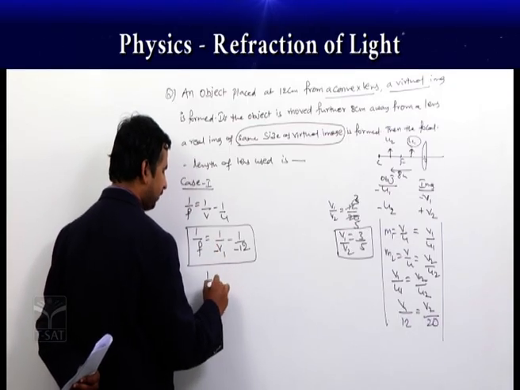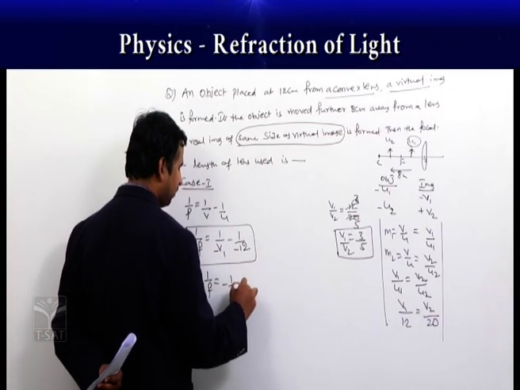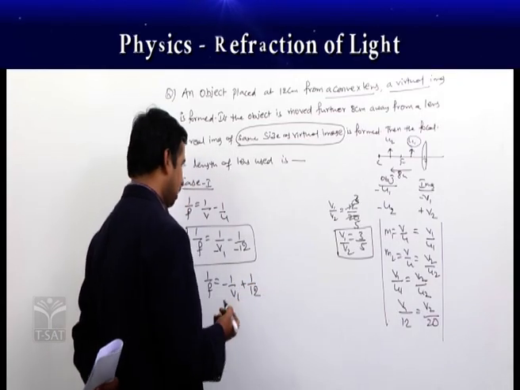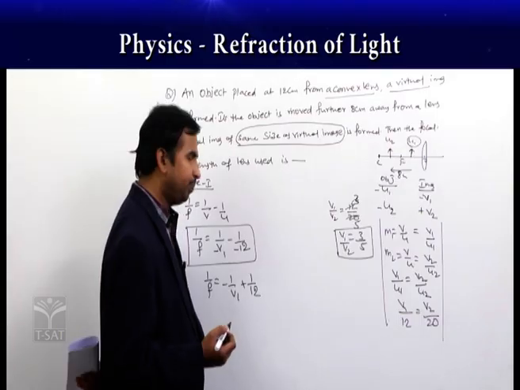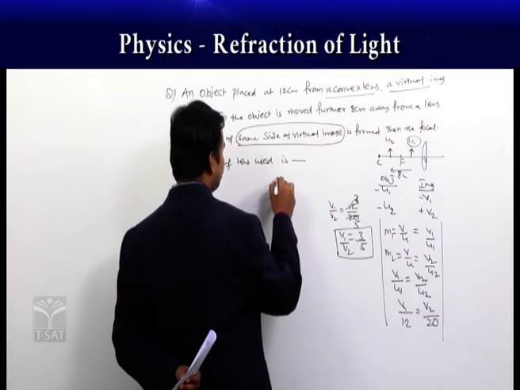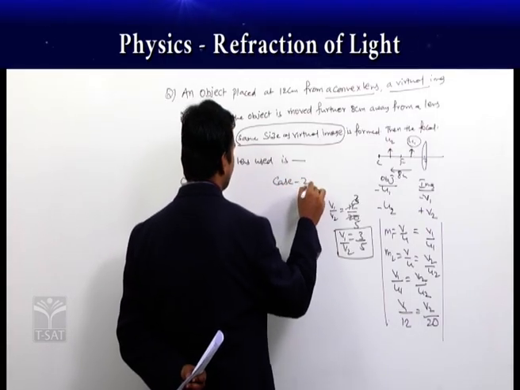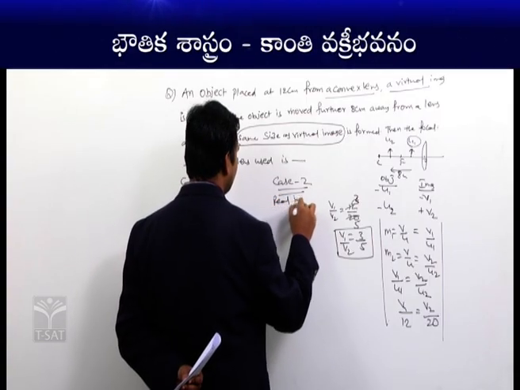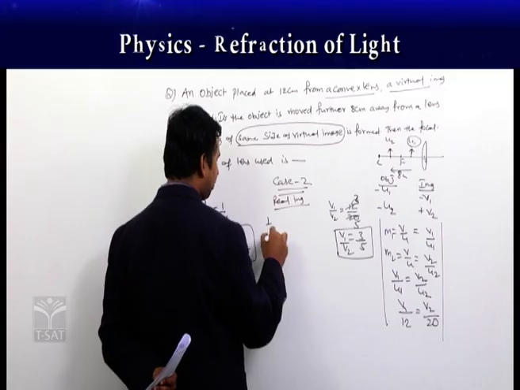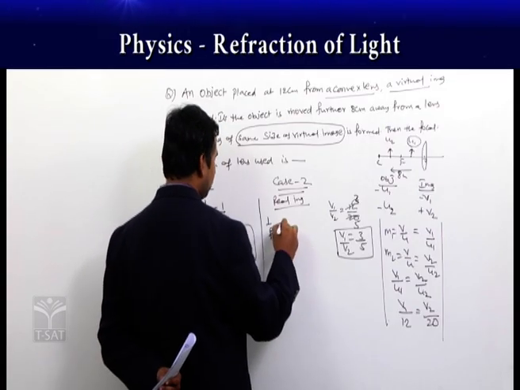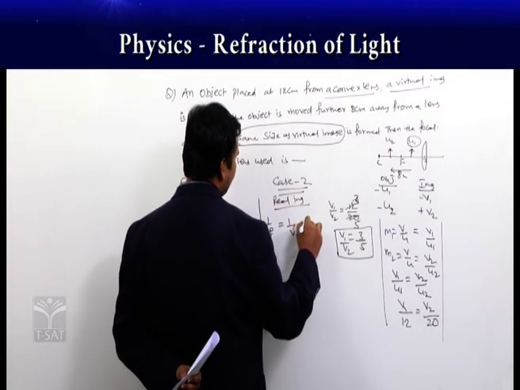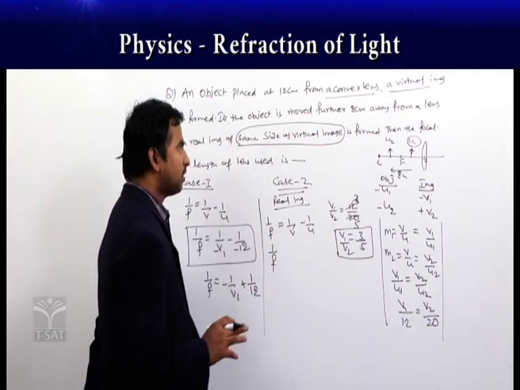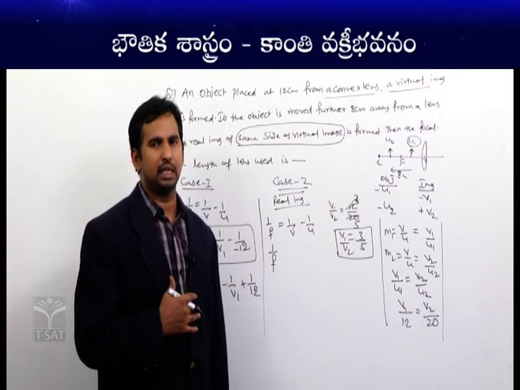Then 1/f is equal to minus 1/v1 minus of minus plus 1/12, which we got for the first case. Whereas in case 2, where a real image is formed, again we apply 1/f is equal to 1/v minus 1/u. The focal length remains the same because we are not changing the lengths given here.